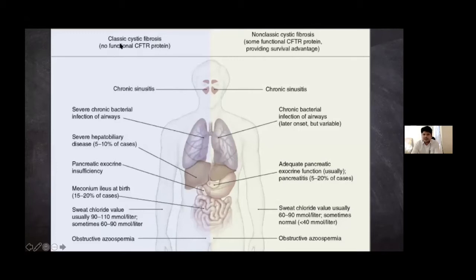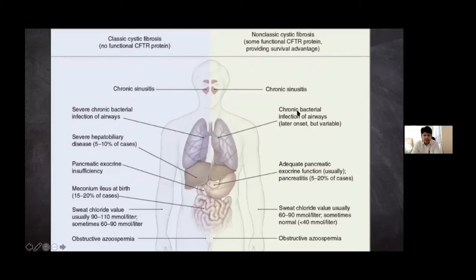functional CFTR. Classical cystic fibrosis, where there is no functional CFTR protein, which we call the conventional or classic cystic fibrosis, versus when functional CFTR protein is present, or non-classic cystic fibrosis, where there is involvement of other genes, that kind of cystic fibrosis. So this is the classic, this is non-classic. As such, they are the same, like both have chronic sinusitis. This is severe chronic bacterial infection of the airway, while here it is chronic bacterial infection of the airway, which is later onset but variable. So again, this is a very important point.